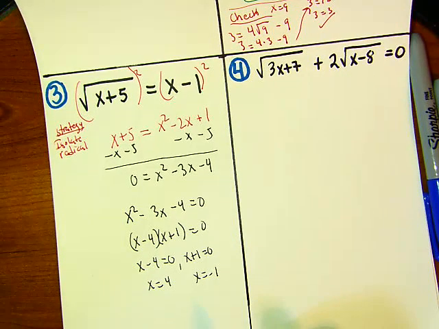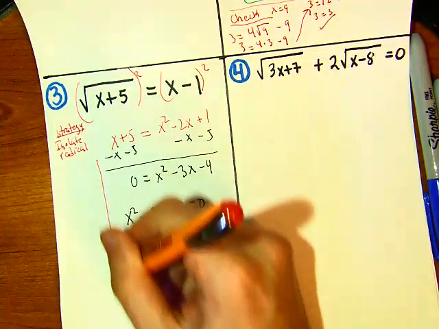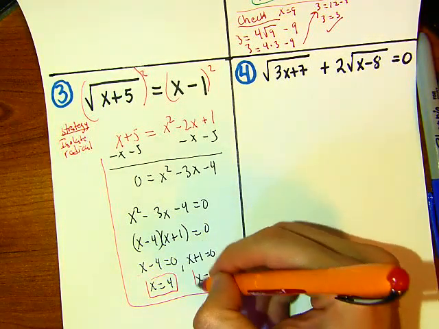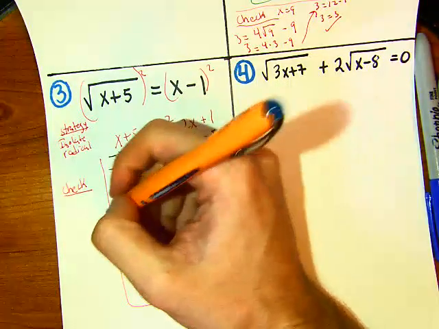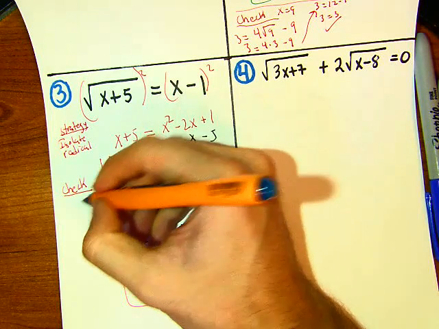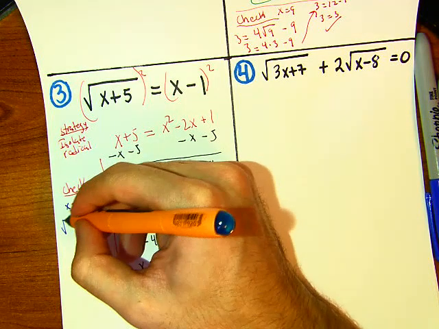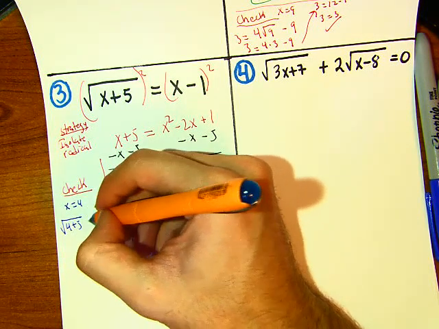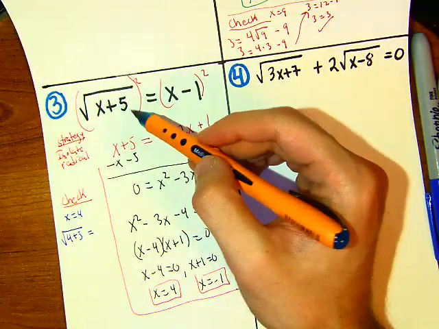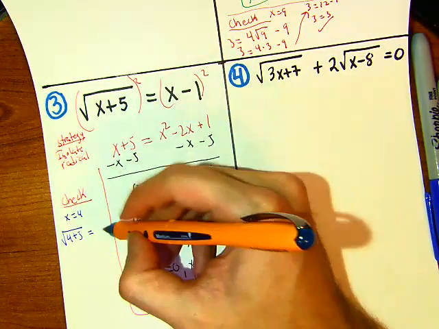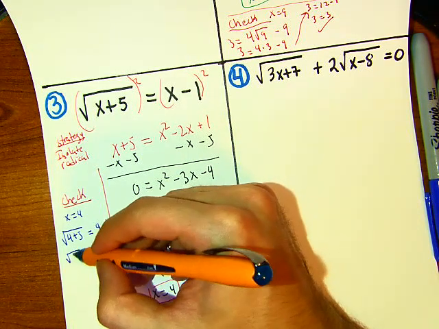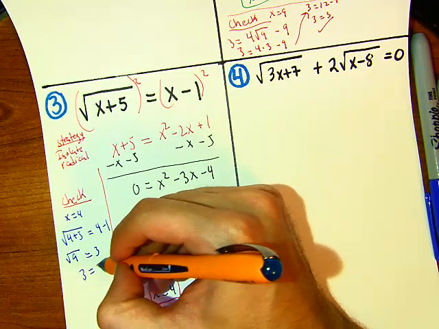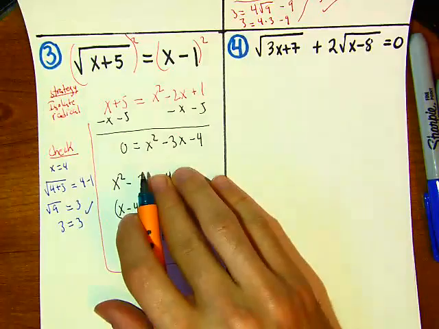All right? And if you just run away and say, I'm done, no, check, check, check. So here, we got to check them. Let's check one of them here. x is equal to 4, right? So square root of 4 plus 5 is equal to, because you see here you're plugging in 4 into the original, 4 minus 1. Square root of 4 plus 5 is 9, which is equal to 3. 3 is equal to 3. Check. Okay, so this is check.